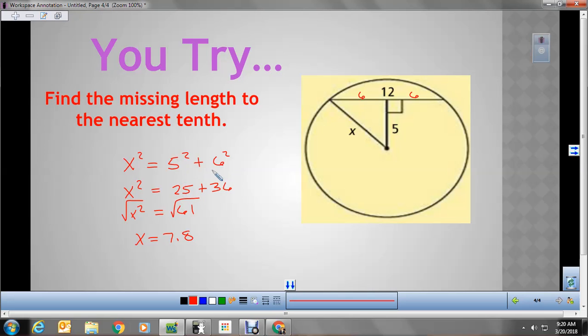So we square both sides. 25 plus 36 gives us 61. Take the square root of both sides to get 7.8.